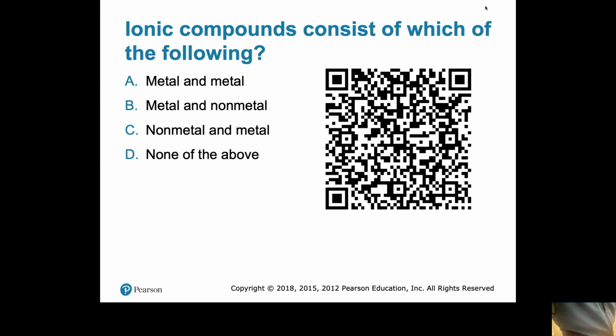So before you leave, let's take a look at the distribution. The answer here, most people answered B, and that is correct, because in an ionic compound, we always have a metal first and then a nonmetal. Sorry, I read that wrong.